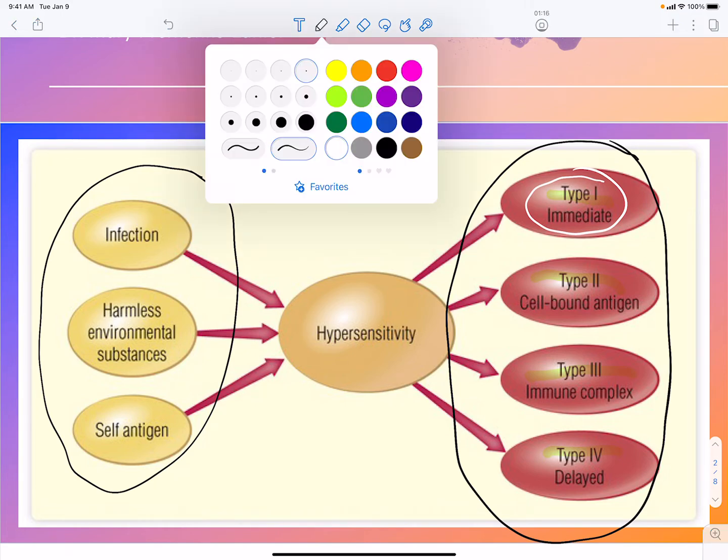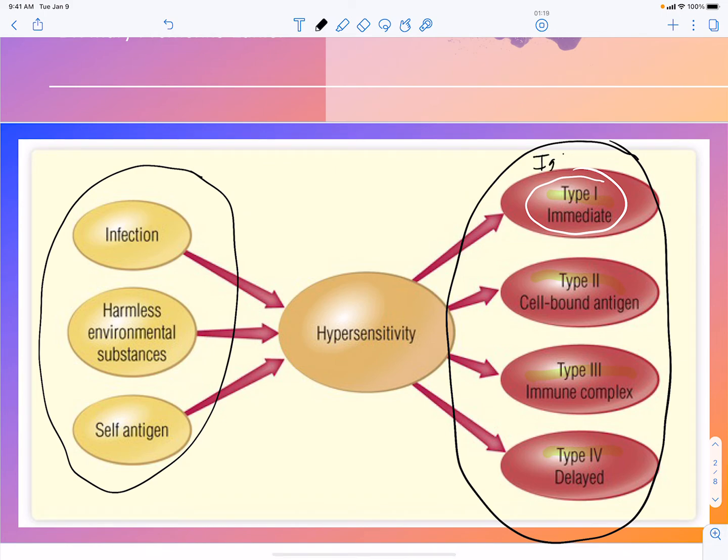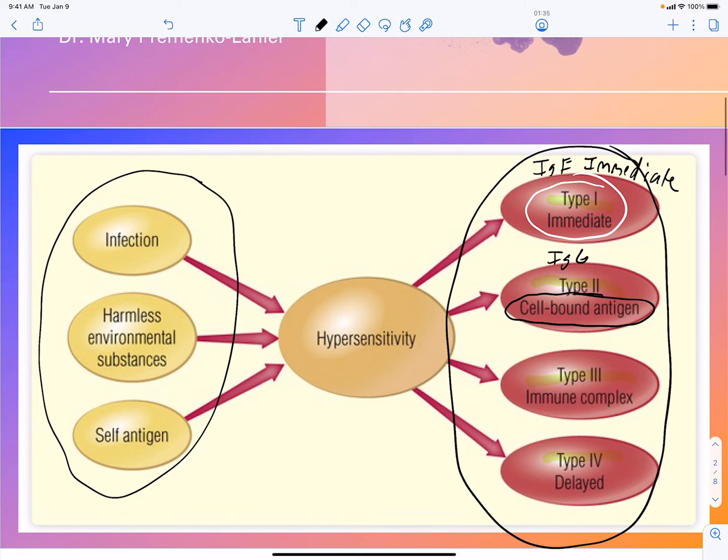Type 1 is always going to be IgE, immediate. Type 2 is always going to be IgG, and IgG is binding to something on a cell. Type 3 is also going to be IgG, but this time it's a soluble antigen, it's not cell-bound, so they're going to form more like immune complexes. And then type 4 is cell-mediated. And these are referred to as delayed type hypersensitivity, similar to the tuberculin skin test. That's a delayed type hypersensitivity. And by cell-mediated, it can be a CD4 T cell or a CD8 T cell that does this.